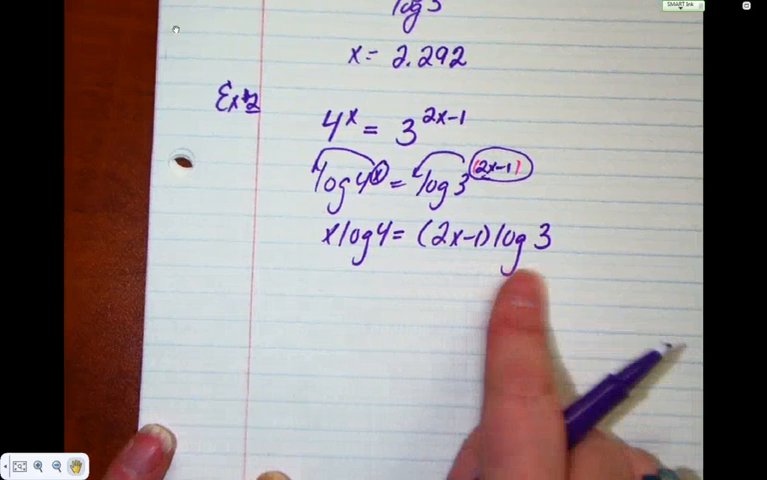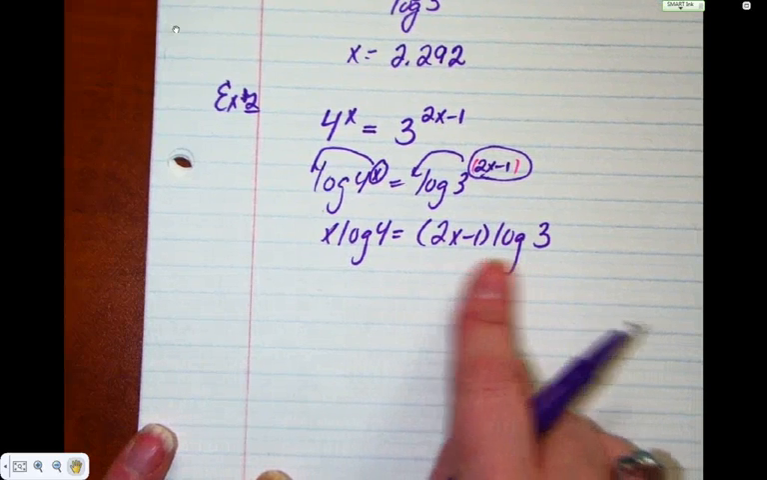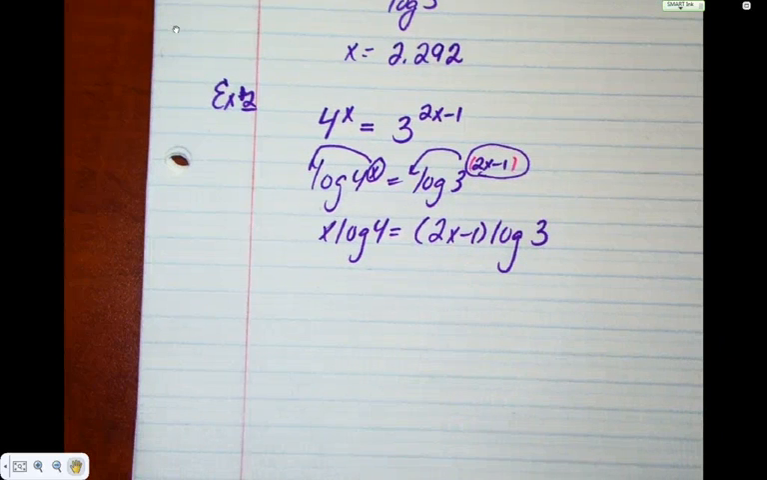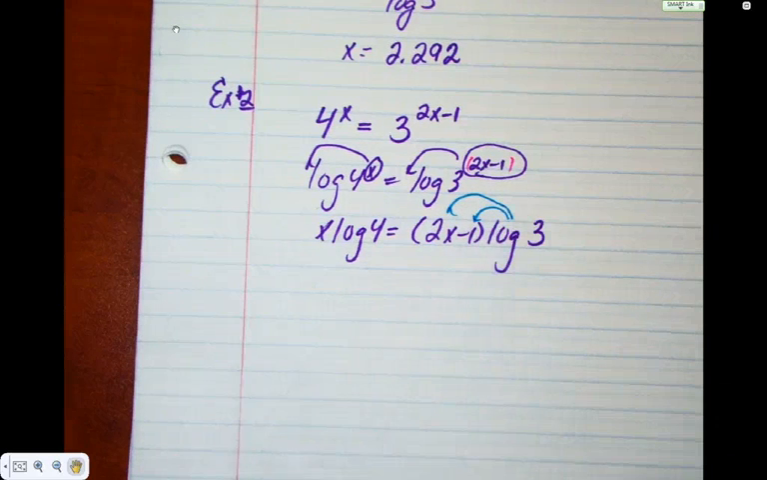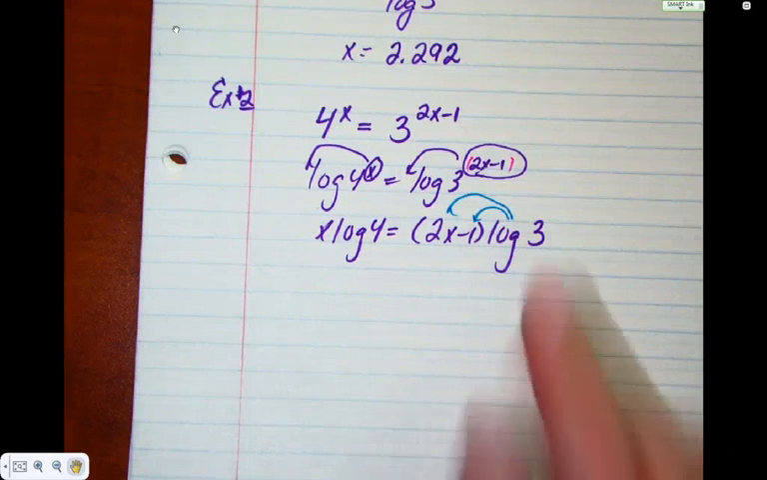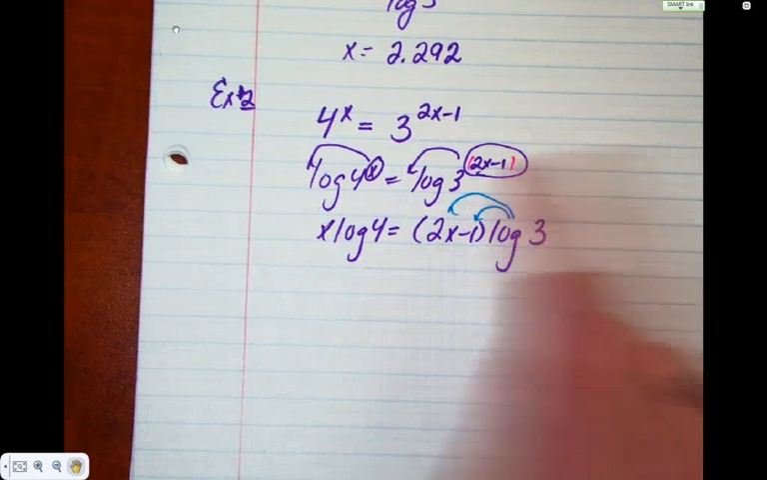This is always the big question with logs: can we multiply this through? So when do you multiply with a binomial? When do you not? When it's in front, it's good to go. When it's behind, no touchy. So can we multiply? Yes. So I'm going to multiply that log 3 through because the log law says that the exponent drops in front.